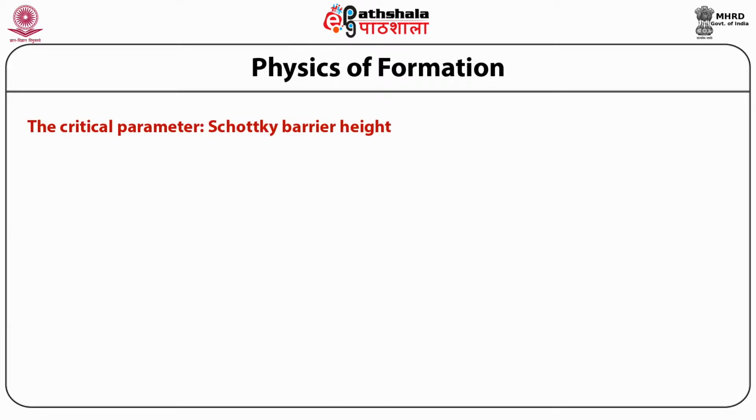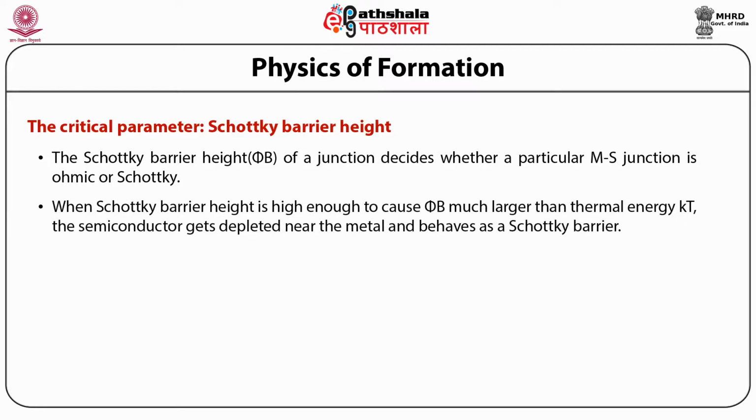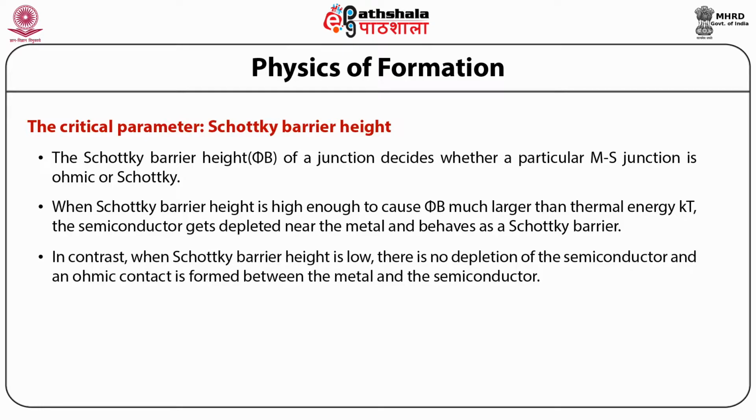The critical parameter, Schottky barrier height. The Schottky barrier height, denoted as phi b, of a junction decides whether a particular MS junction is ohmic or Schottky. When the Schottky barrier height is high enough to cause phi b much larger than the thermal energy kT, the semiconductor gets depleted near the metal and behaves as a Schottky barrier. In contrast, when the Schottky barrier height is low, there is no depletion of the semiconductor and an ohmic contact is formed between the metal and the semiconductor.